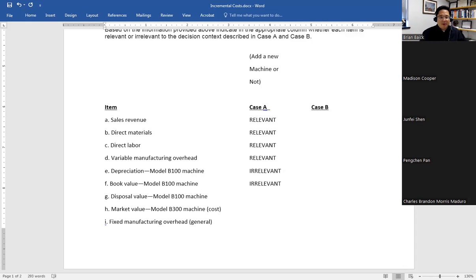All right. What about the disposal value? If I were to sell the old machine, the value if I were to sell it is not going to change whether I add a new machine or don't. It's the same. It's irrelevant.